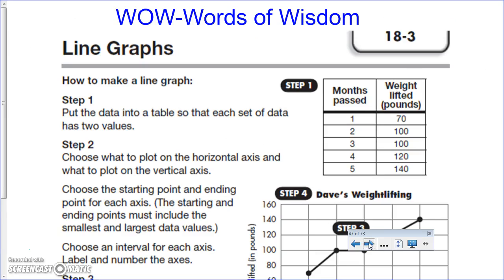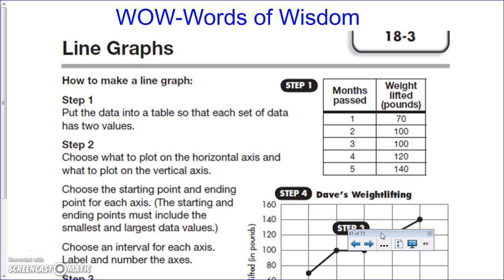Line graphs. How to make a line graph. Step 1. Put the data into a table so that each set of data has two values. If you look at step 1 labeled to the right here, you can see they're looking at months past and telling how much weight was able to be lifted in pounds. So we have it in a nice chart there.